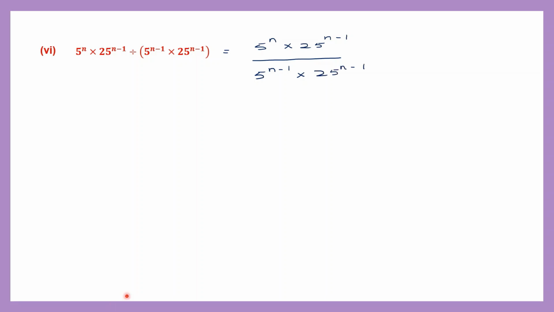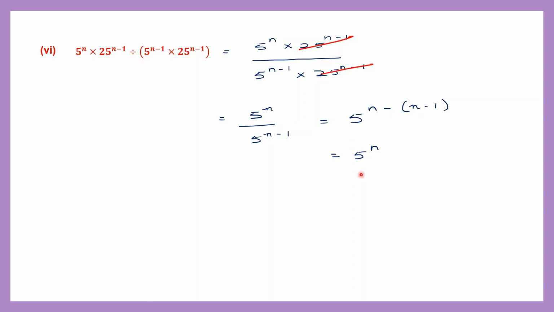So now you can see that we have 25 raised to the power of n minus 1 in the numerator. We have it in the denominator also. That means we can easily cancel these two. So these two are cancelled. Now we only have 5 raised to the power of n, and here we have 5 raised to the power of n minus 1. And this is division, and since the base is the same, we can subtract. So this will become 5 to the power of n minus n minus 1.